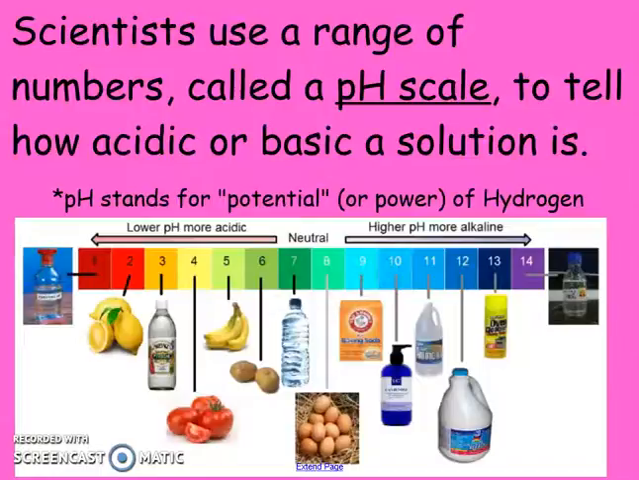pH has a lowercase p and a capital H because it stands for potential or power of hydrogen, which we know is an element on the periodic table. So that capital letter has to be capitalized because it stands for hydrogen.